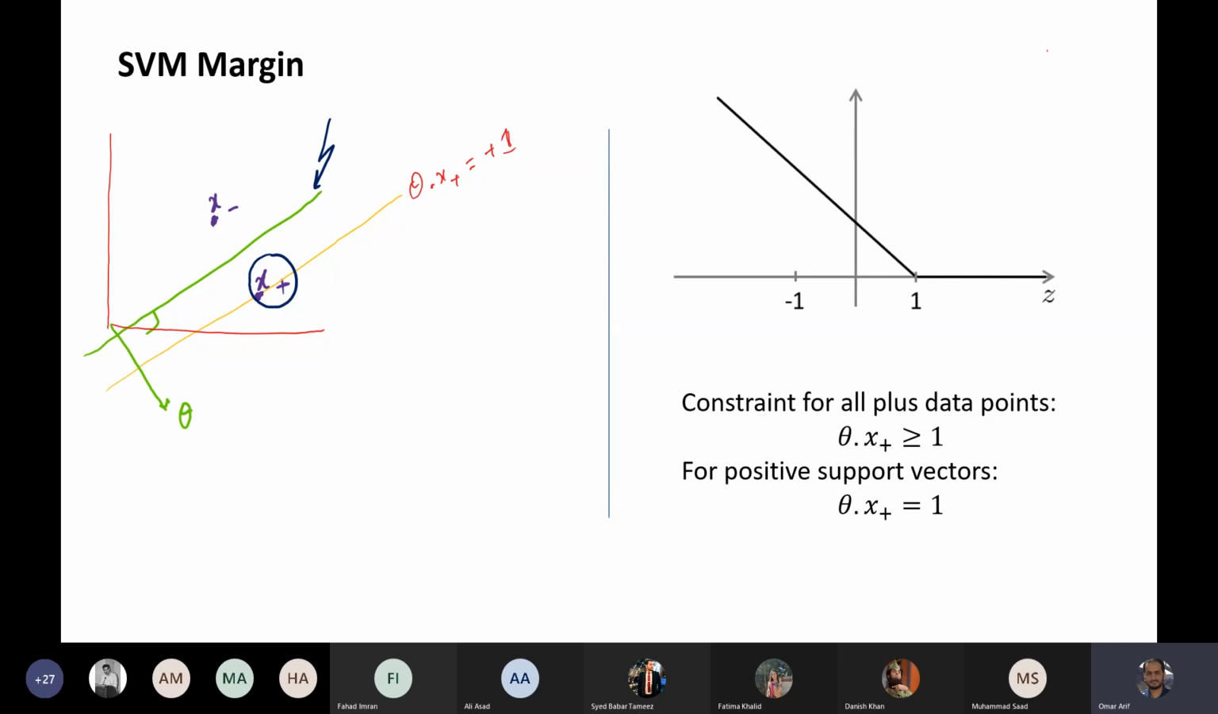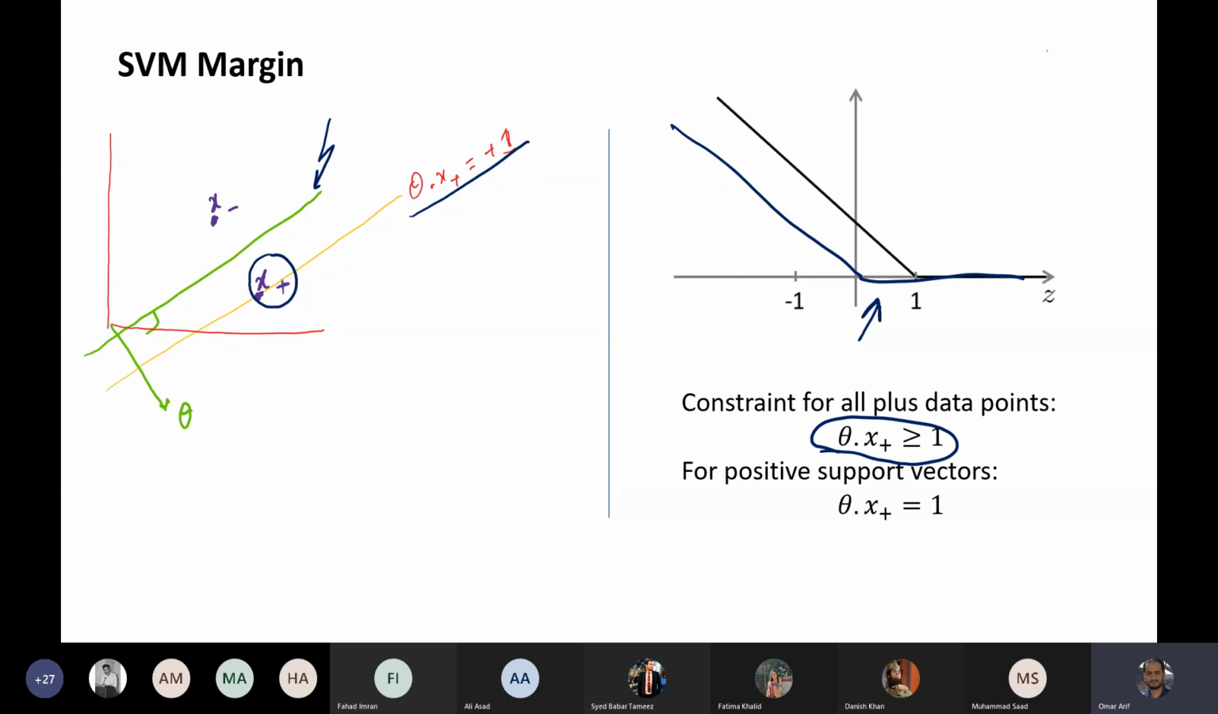If this is the closest, then what we are saying is that theta dot x is basically 1. This is the constraint for all positive points. For all positive points, theta dot x is greater than 1. Remember that our cost function is something like that. It is not that if the distance is more than 0, then we say it is correctly classified. We are not saying that.